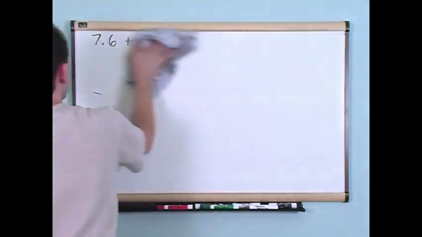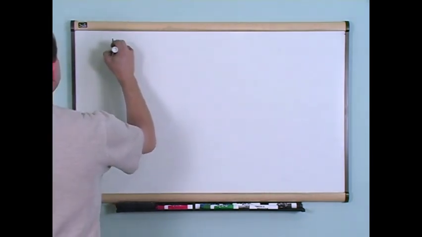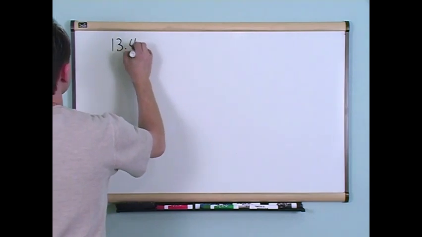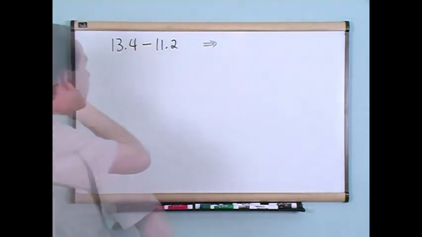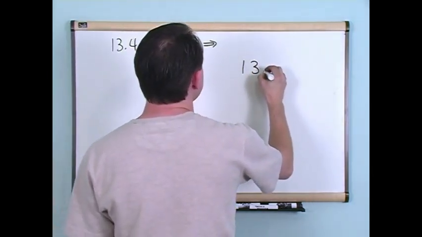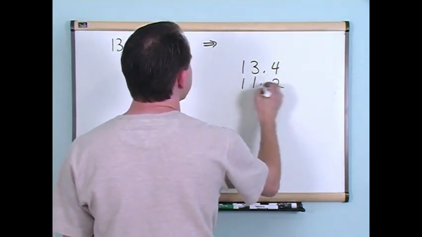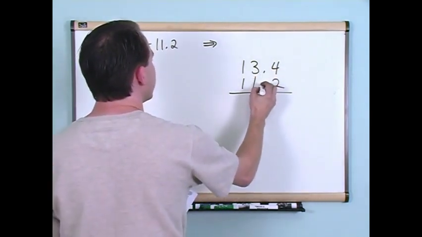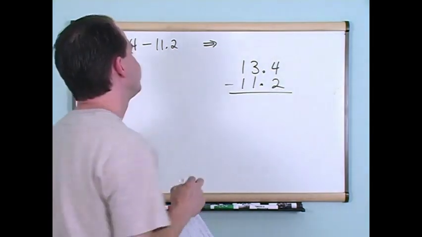Just going to do a couple more here with addition and subtraction because it really is so similar. What if you have 13.4 minus 11.2? So you're going to do the same thing that you always do. You're going to write the big number on the top and the smaller number underneath it, and you're going to line these decimal points up one underneath the other, okay? And then you're going to subtract.